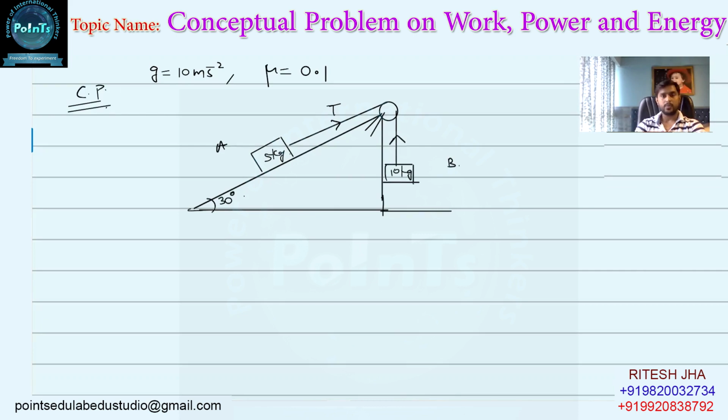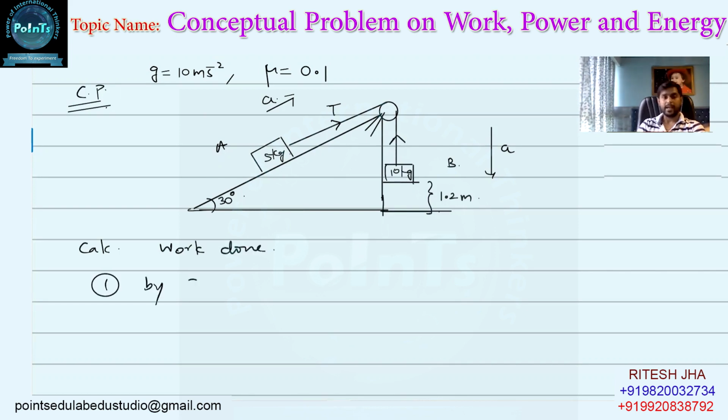So this will be going downward with some acceleration. Now till here you have already done these kinds of questions, right? Determining T and a is not difficult for you. What I want you to do is this: B covers this particular distance, let's say 1.2 meter. When it covers this distance of 1.2 meter, calculate the work done.